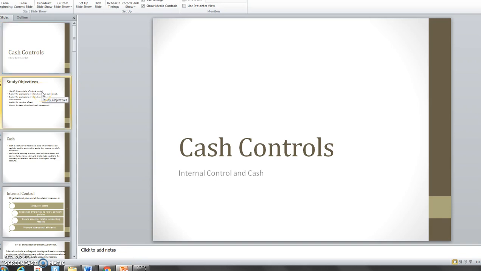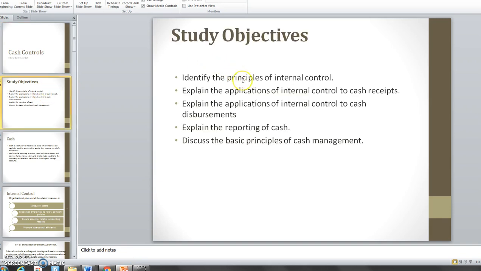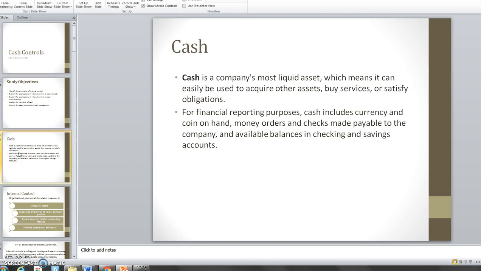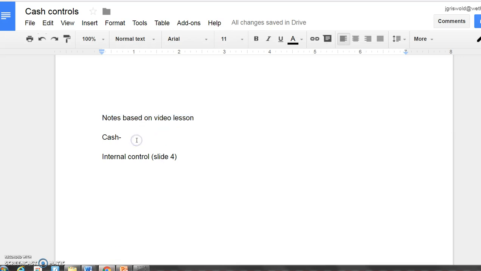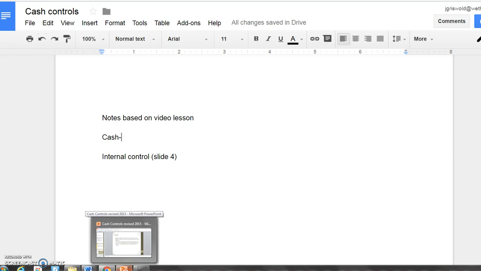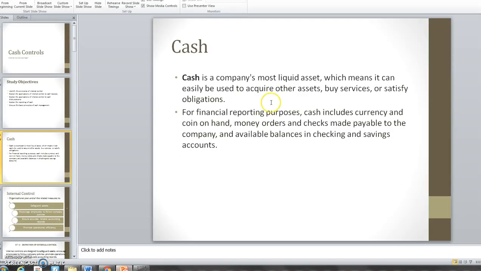We'll begin with objectives. We're going to be learning about the principles of internal control, applications related to cash receipts and disbursements, reporting of cash, and basic principles of cash management. So cash is a company's most liquid asset. It can be easily used to acquire other assets, buy services, or satisfy obligations. In your notes, make sure you define cash. And let's continue. Again, you can pause this video at any time to take notes.